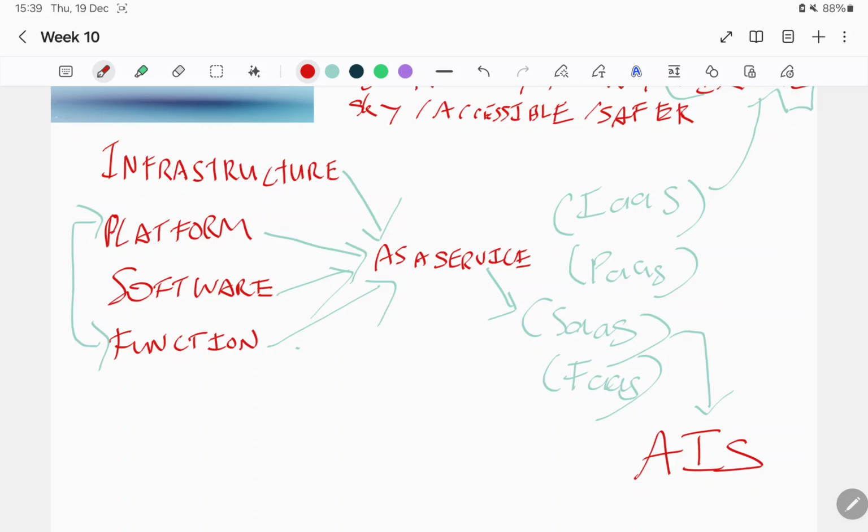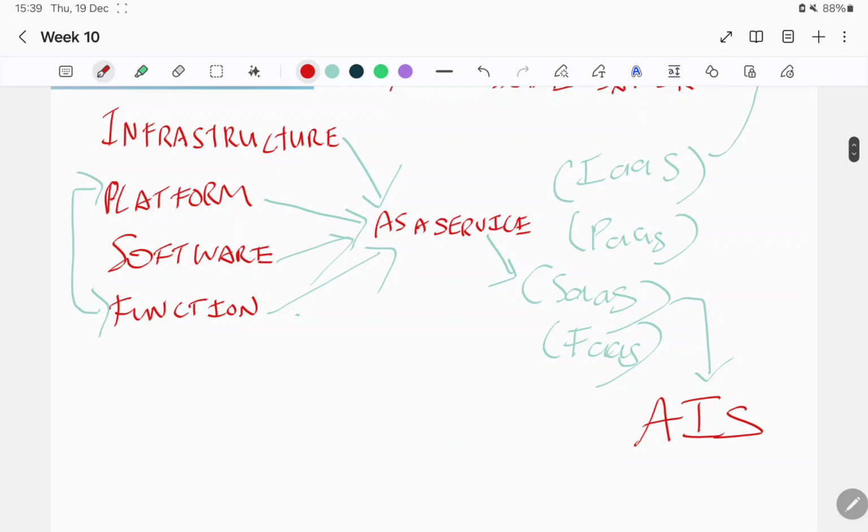Let me go to the general example first. Software as a service is when you go to Google Drive, right? You got Google Drive for you to back up, and then you got Google Docs for you to do Word documents and recording. So they are software as a service.